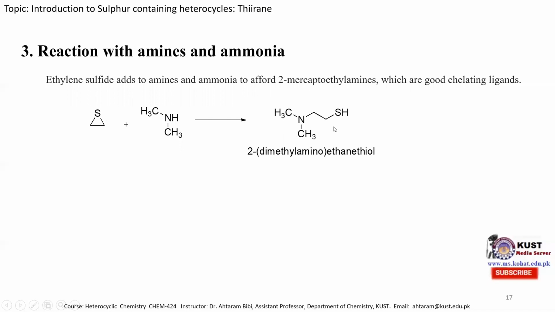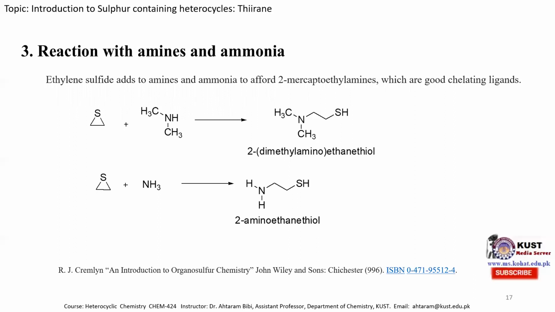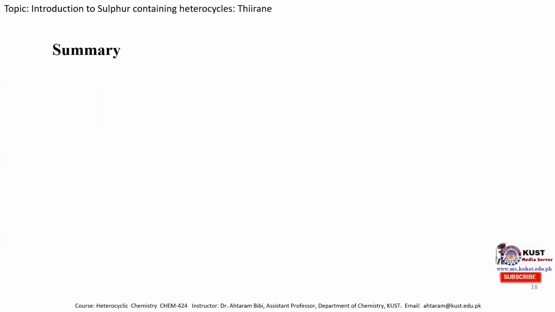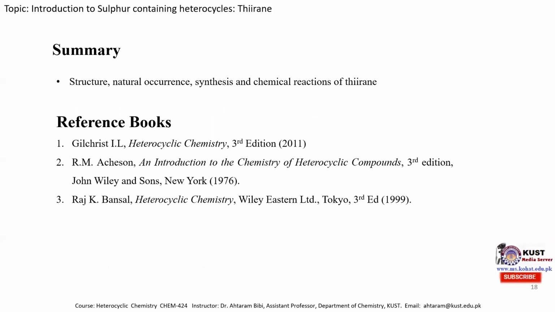N,N-dimethylaminoethane thiol molecule. And when the thiirane is treated with ammonia, then again we obtain the 2-aminoethane thiol molecule. So with both amines and ammonia, it reacts to produce the aminoethane thiol molecules, which are good chelating agents. So, summary of today's lecture. In today's lecture, we have discussed in detail the structure, natural occurrence, synthesis, and chemical reactions of thiirane molecule. And here are some reference books for further study. Thank you.